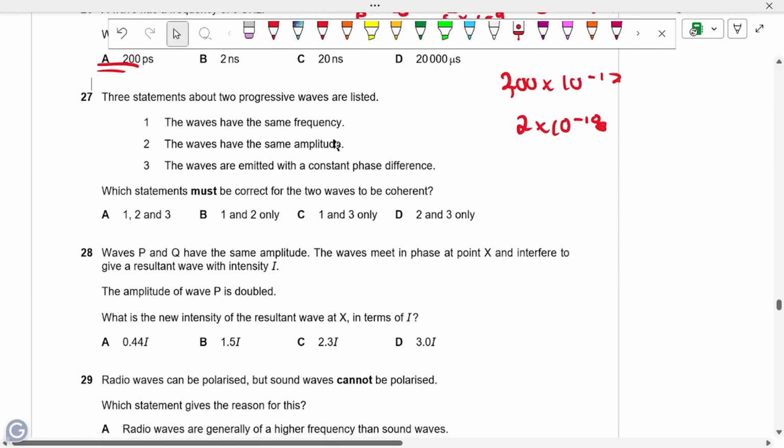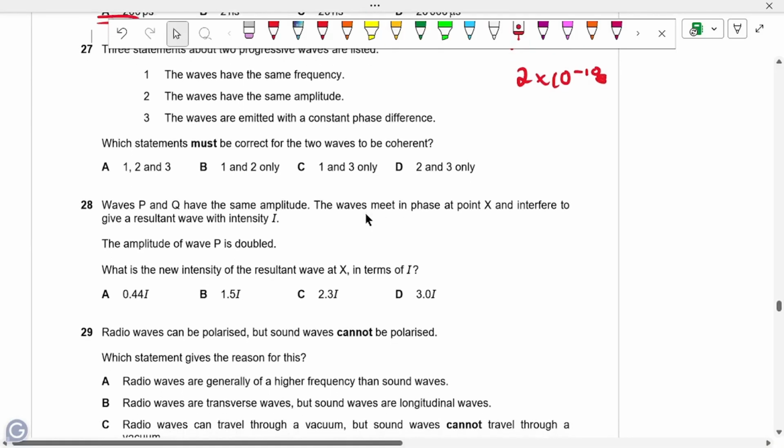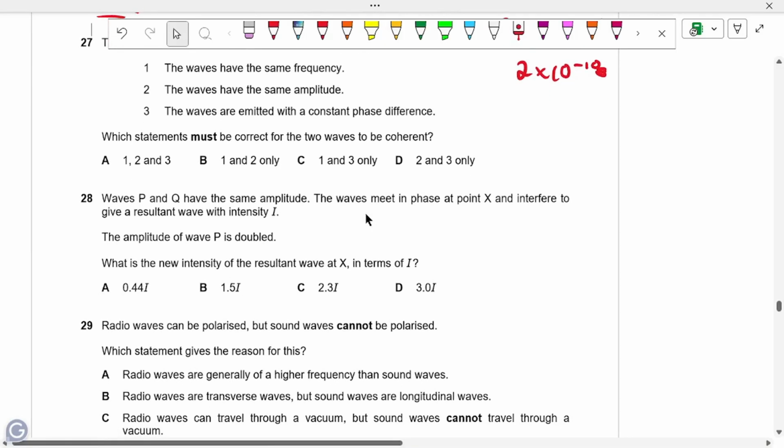3 statements about 2 progressive waves are listed below. Which statements must be correct for the 2 waves to be coherent? What is coherency? So coherency, I did some research, comes from the Latin word coherere, if you're interested about that, which means connected. So in Latin, coherence just means connected or stuck together. So it describes how 2 waves maintain a fixed relationship with each other. So it's sort of the predictability of how waves can interact.